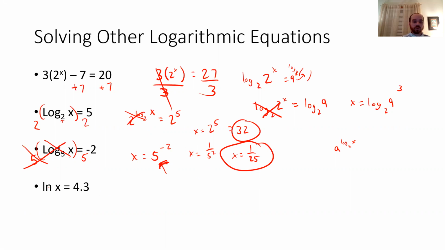Then the last one, we have the natural log of x equals 4.3. So this time we're going to do e to the power of both sides. So we get x equals e to the 4.3. And again, I would just plug this into a calculator and solve it. But we're going to call it good right there because I do not have a calculator. Actually, hold on. I might have an e to the x button. Let me check. Oh, I do. Okay, so 4.3 e to the x, or about 73.7.